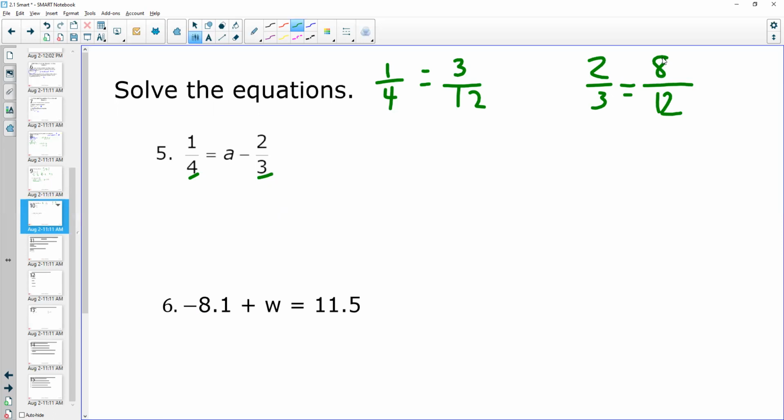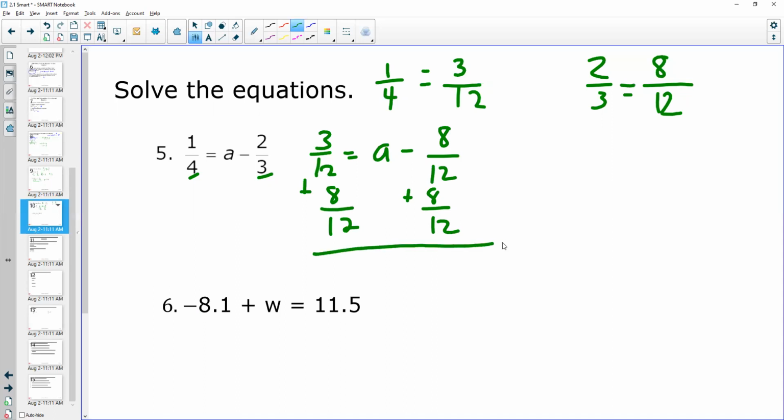So really what I'm solving here is 3/12 equals A minus 8/12. And I'm using the inverse operation. So this 8/12 is being subtracted from A, so I'm going to add it to the other side. So I'm going to show that over here. So I get 8, 9, 10, 11 twelfths equals A.